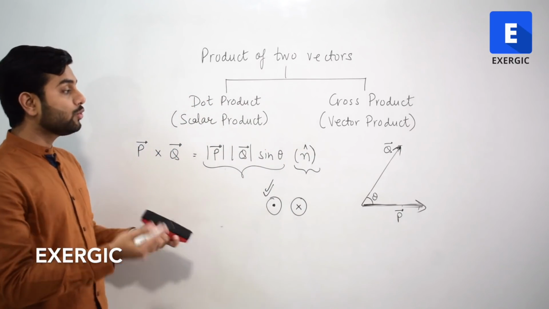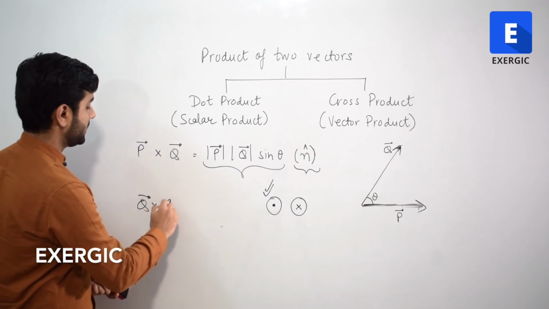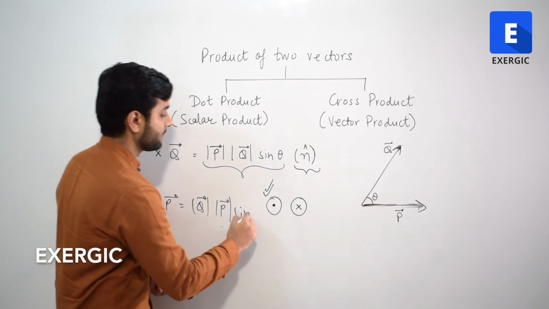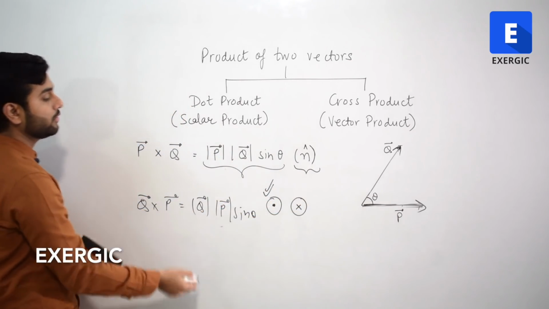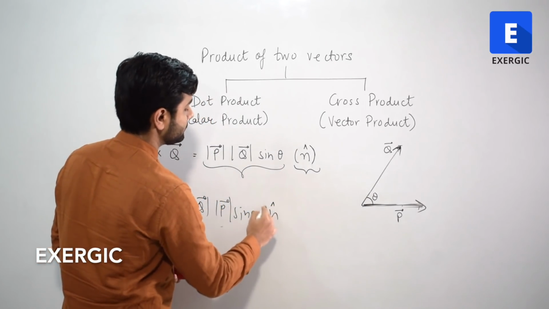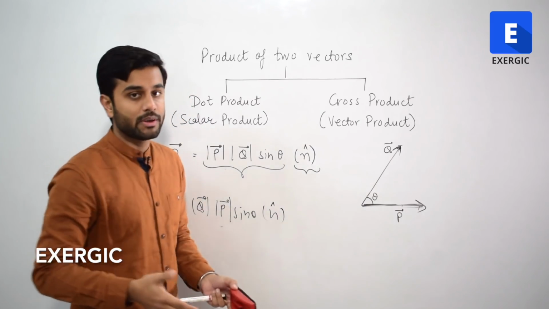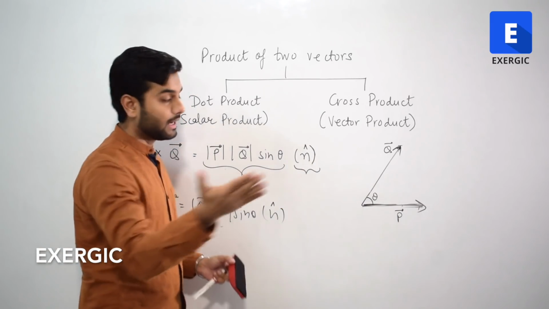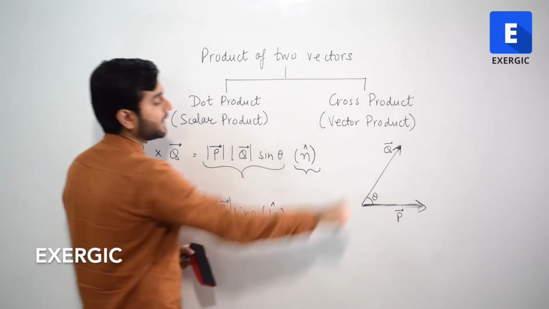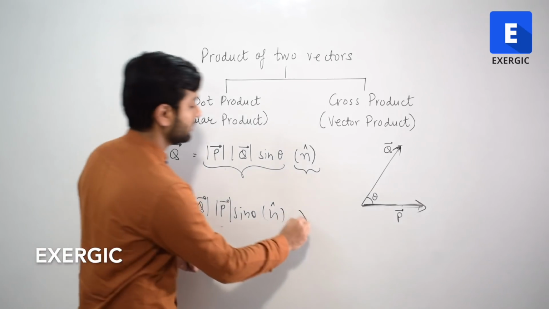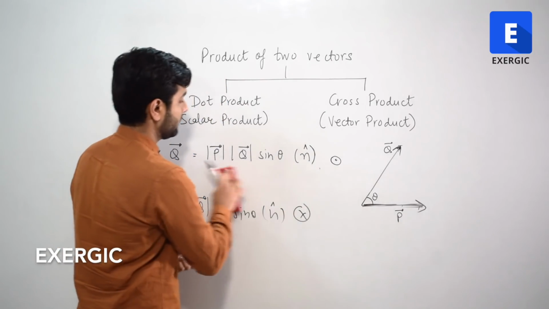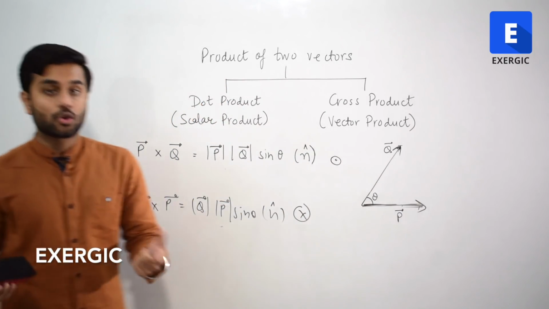If you are having Q cross P, what will be happening? The magnitude is not going to change. The magnitude will remain the same. Sin theta is the same, P and Q are the same, so their magnitude will be the same. But the direction of this n cap will change. How? If you do Q cross P, you will align your right hand along Q, and then you will curl it towards P. So where is the thumb going? Inside the board. So it will be represented by a cross. It was represented by a dot, right? So this is how the cross product works.